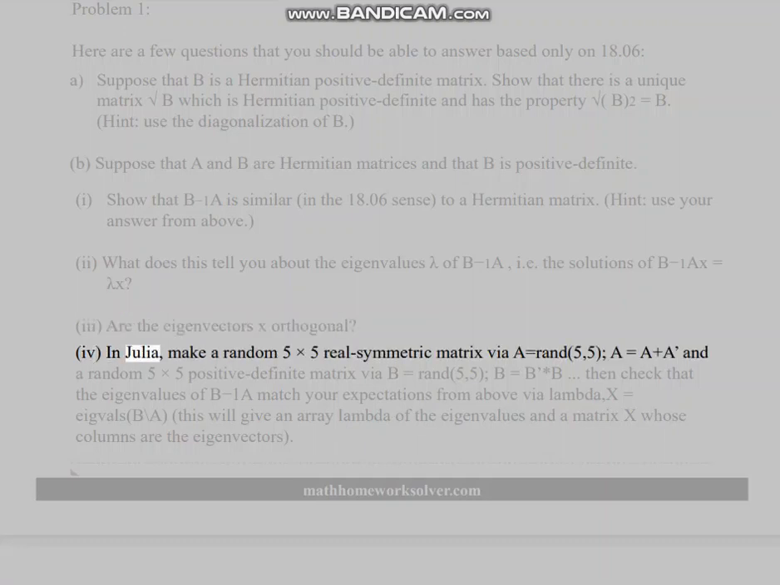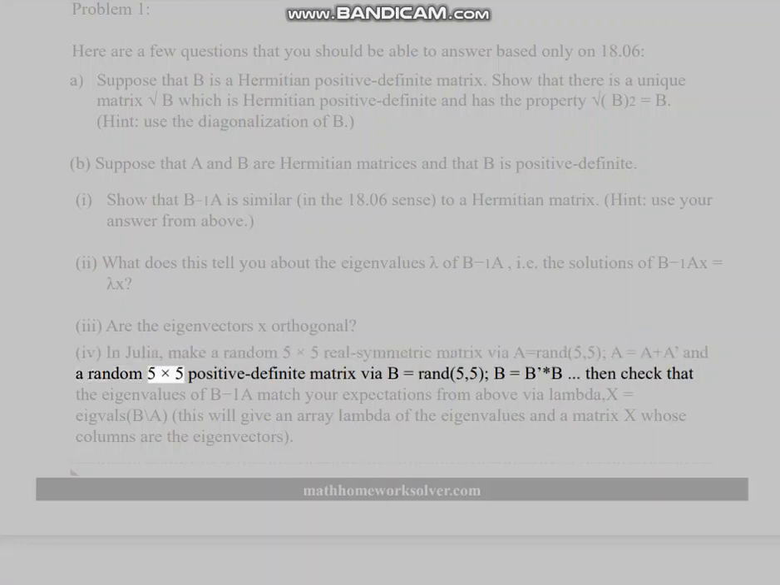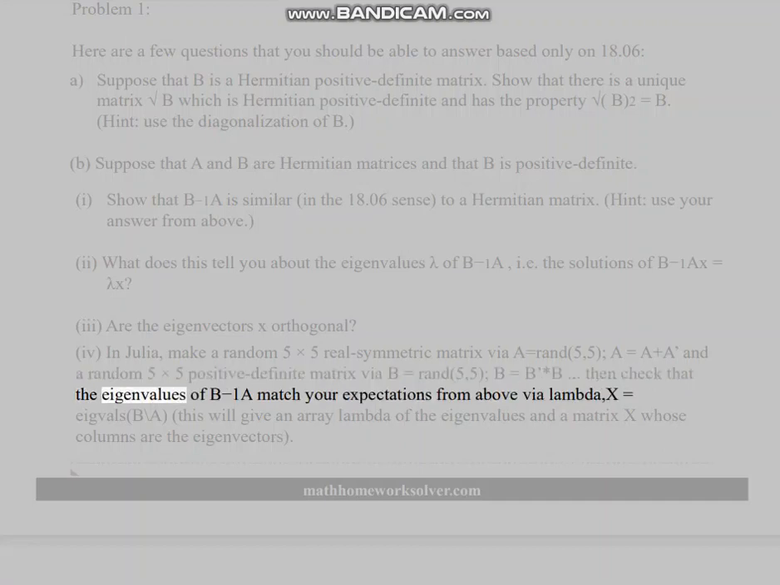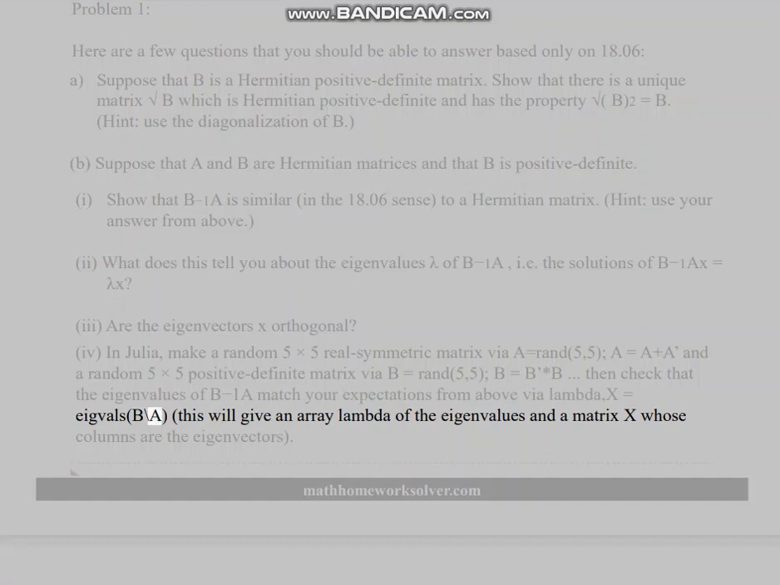4. In Julia, make a random 5 by 5 real symmetric matrix via A = rand(5,5), A = A + A', and a random 5 by 5 positive definite matrix via B = rand(5,5), B = B' * B. Then check that the eigenvalues of B^-1 A match your expectations from above via lambda, X = eigen(B\A). This will give an array lambda of the eigenvalues and a matrix X whose columns are the eigenvectors.